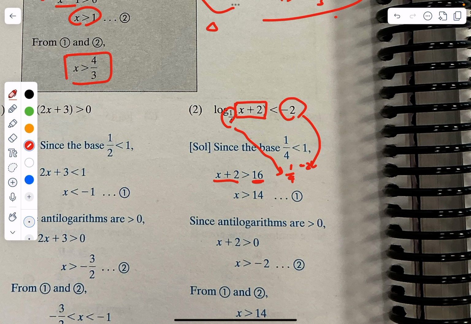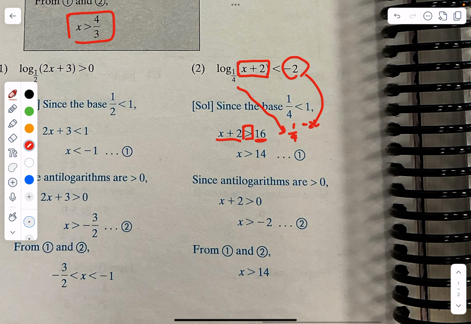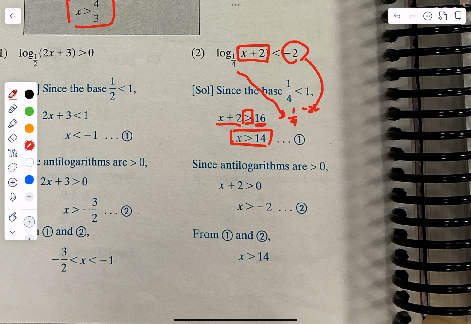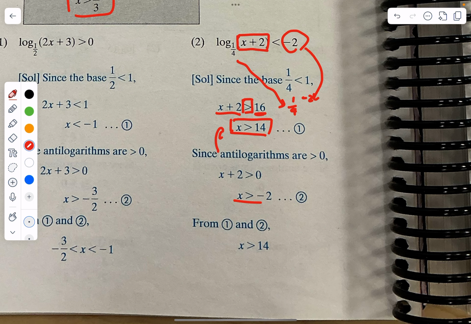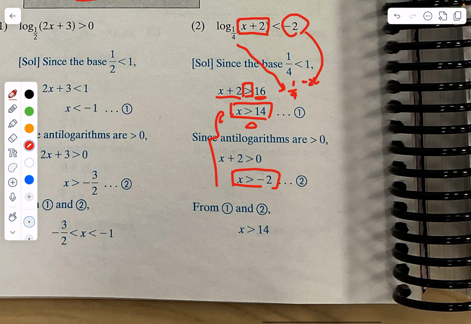The most important thing is that figuring out the sign is very important. If, let's say, my base is greater than 1, then this should be smaller. But in this case, since my base is smaller than 1, that's why it's greater. So in that case, I just move the 2 to the right side, which I get x greater than 14. And as you know, the anti-log has to be greater than 0, which means that x is going to be greater than -2. So x greater than 14 and also x greater than -2, which comes first? Definitely x greater than 14, because as long as x is greater than 14, my x is also greater than -2. So my answer is going to be x greater than 14.